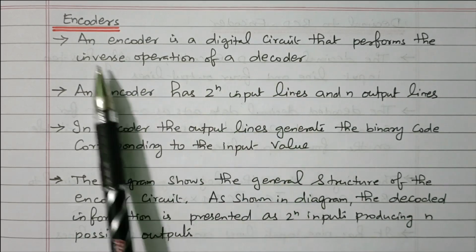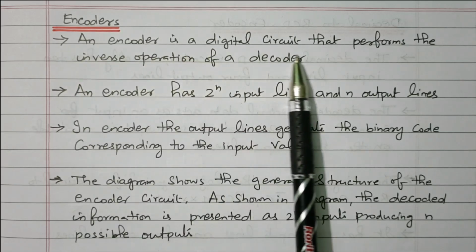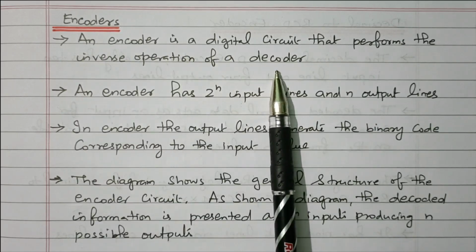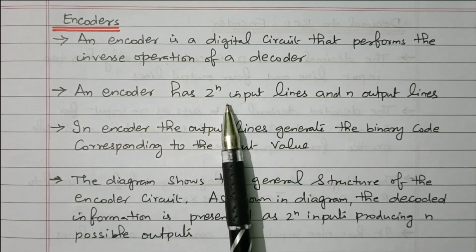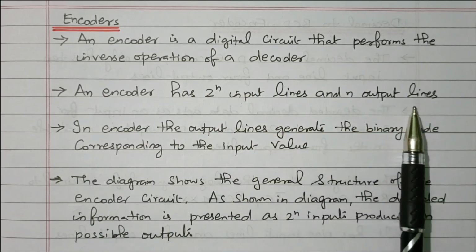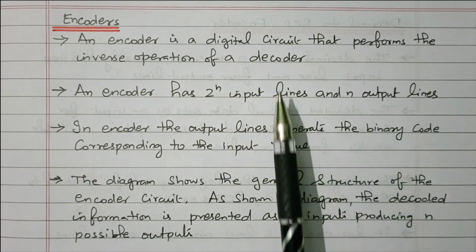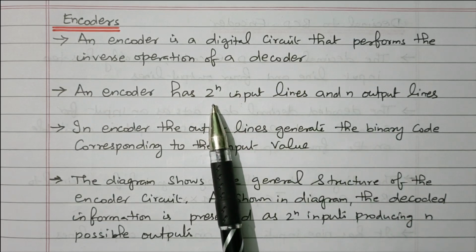Now we'll go to the topic encoder. An encoder is a digital circuit that performs the inverse operation of a decoder. So we see what is encoder, what is decoder. An encoder has 2 to the power n input lines and n output lines. 2 to the power n inputs and n outputs. In case of a decoder, it is n input lines and 2 to the power n output lines.